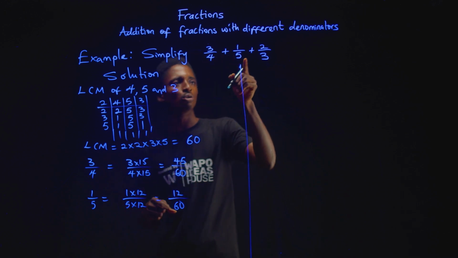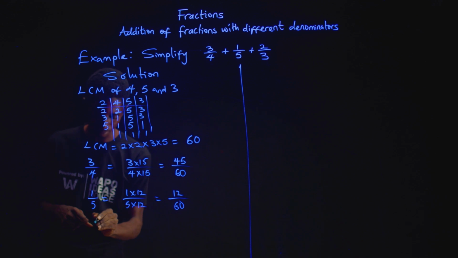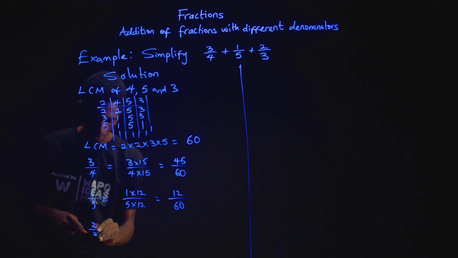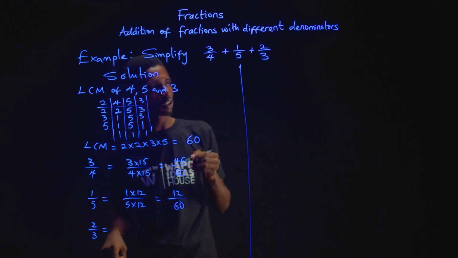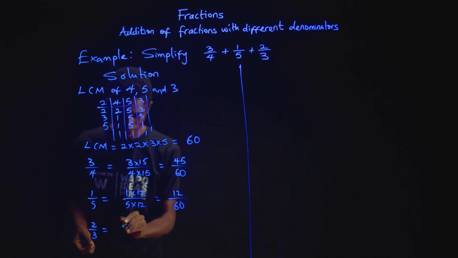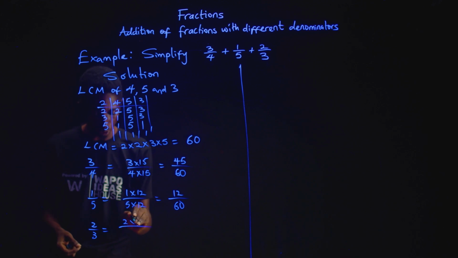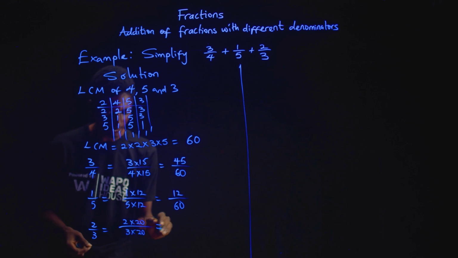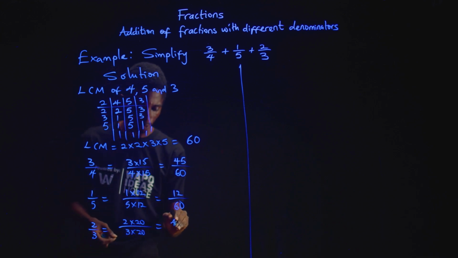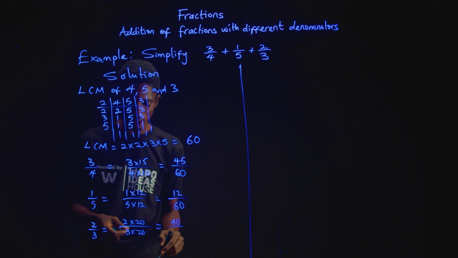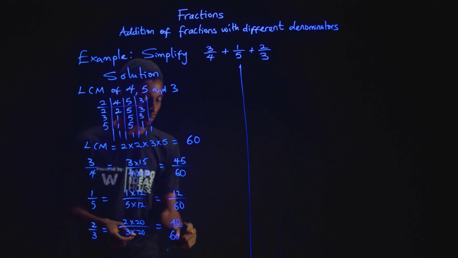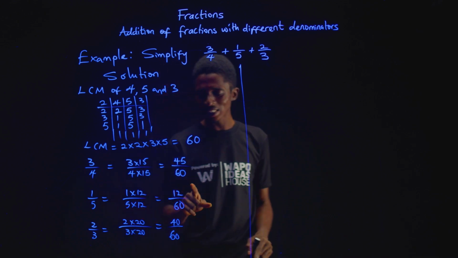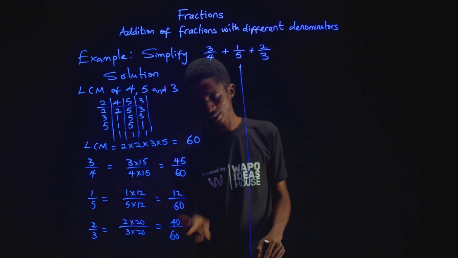The next thing we want to do is for 2 over 3. Now, what do I need to multiply 3 by to get us to 60? That will be 20. Therefore, we have 2 times 20 over 3 times 20. And 2 multiplied by 20 will give us 40. And then 3 multiplied by 20 will give us 60. So now you see that we have 3 fractions all having the same denominator of 60.